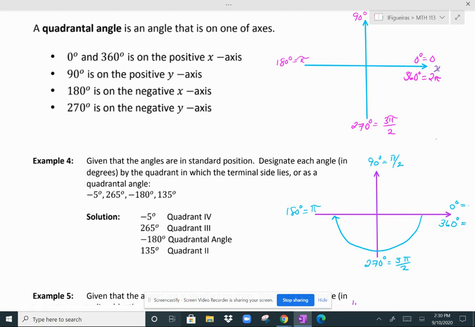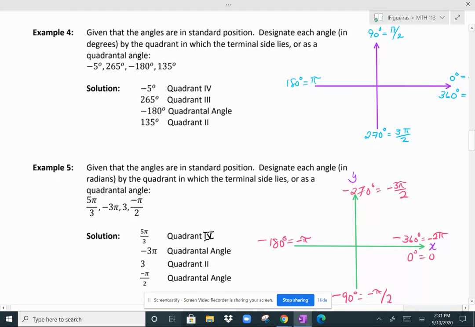And then 135 degrees, that is positive. That's going to be somewhere about here. This is 135 degrees. And so that is in quadrant 2. Remember, positive angles, you go counterclockwise. Negative angles, you go clockwise.